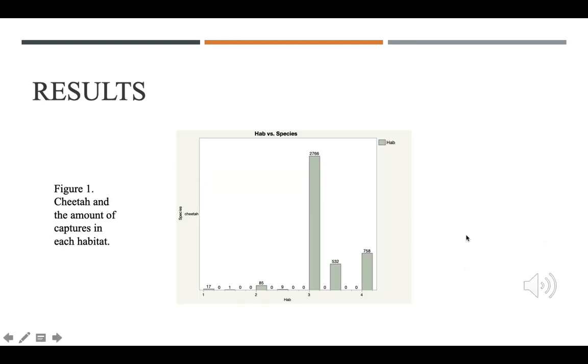So for the results found here, as you can see in figure 1, this shows the cheetah and the amount of captures in each habitat. Looking at it, you can see in habitat 1 and 2 there are relatively low amounts of sightings. Then when you get to habitat 3, this is where you see the large jump in captures. Number 4 still has more than 1 and 2, but not nearly as much as 3, because at 3 there is a vastly higher amount of cheetahs sighted in that habitat. And habitat 3 is actually the woodlands habitat, which is what we predicted, as can be seen here.